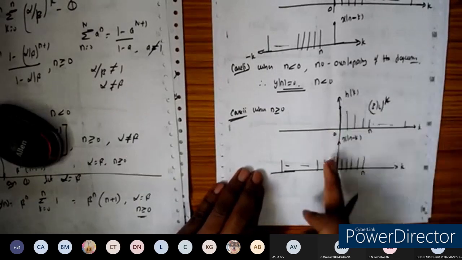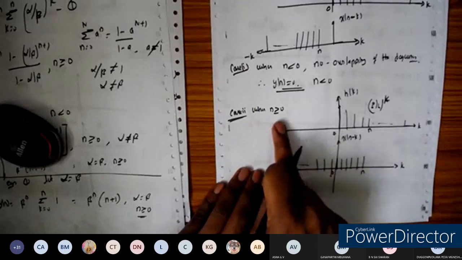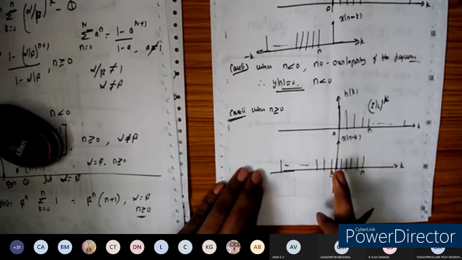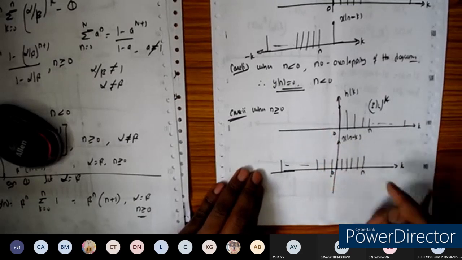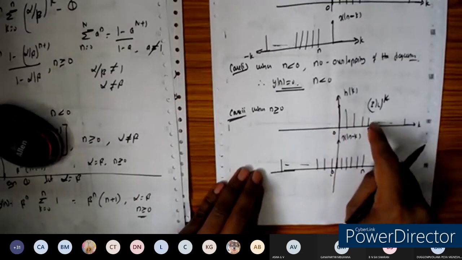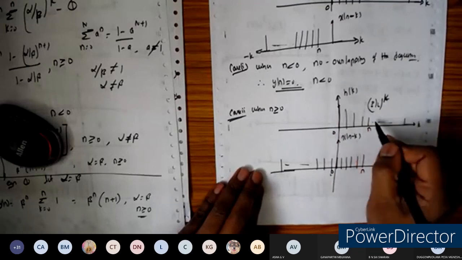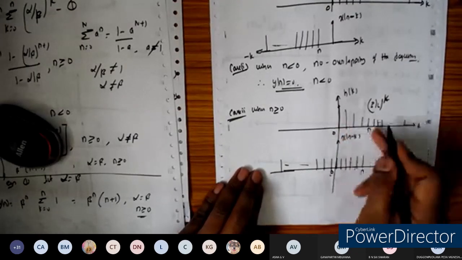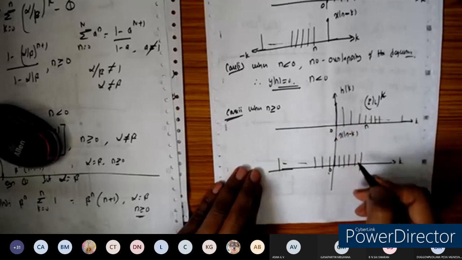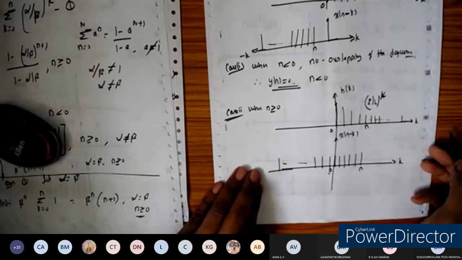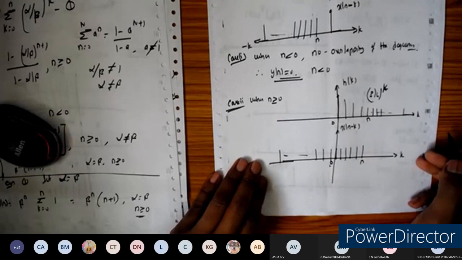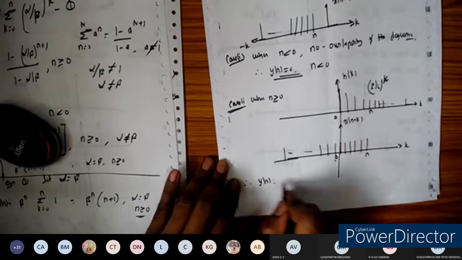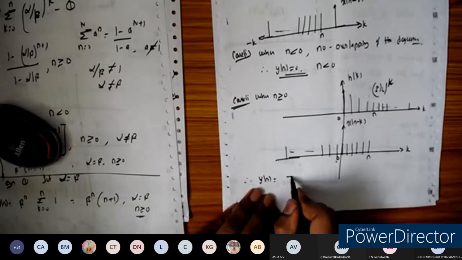When I take the product of this one, for n less than 0 there is no sequence, so there is no overlapping of the waveforms. From 0 to n, it is defined on the positive axis. Up to n there are waveforms getting overlapped, and after n there is no overlapping of the waveforms, so we can write y[n] equal to the summation, where the overlapping takes place.